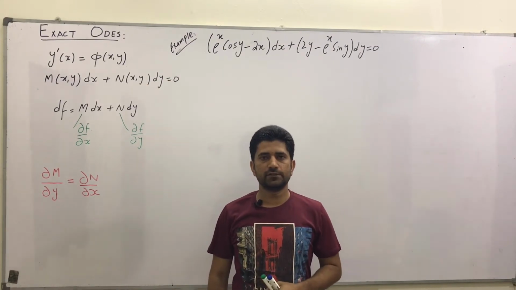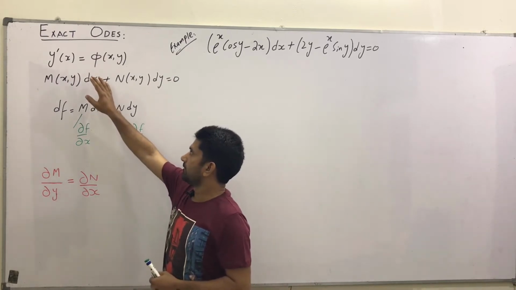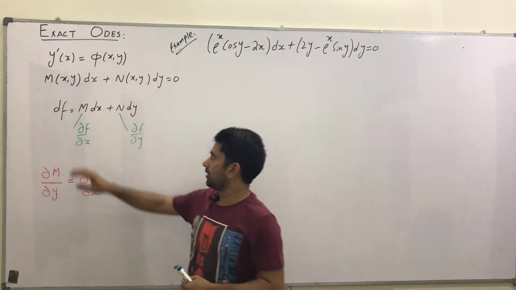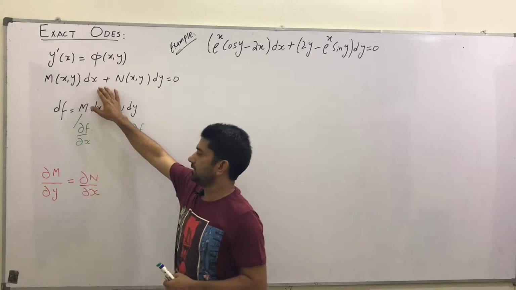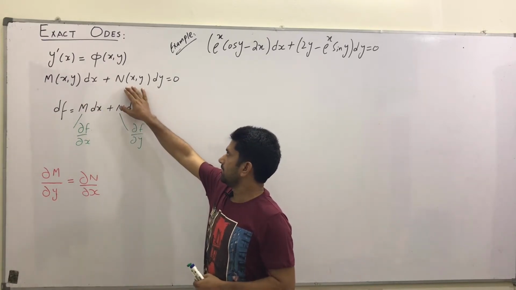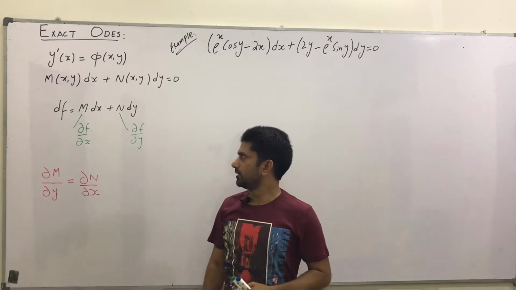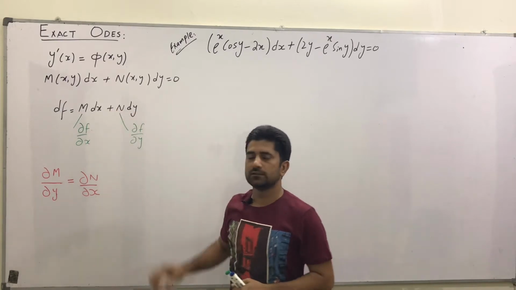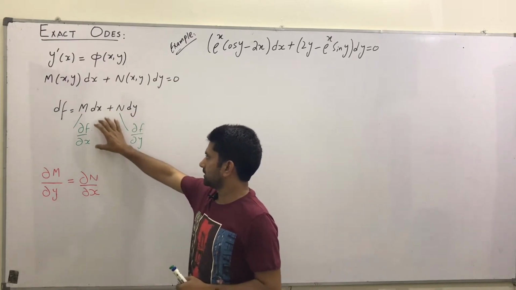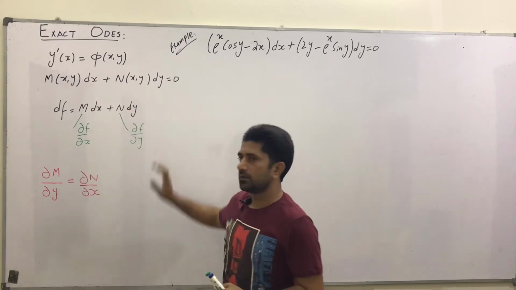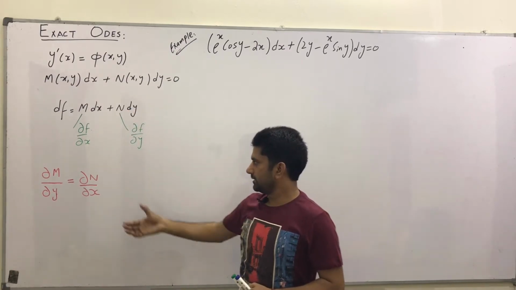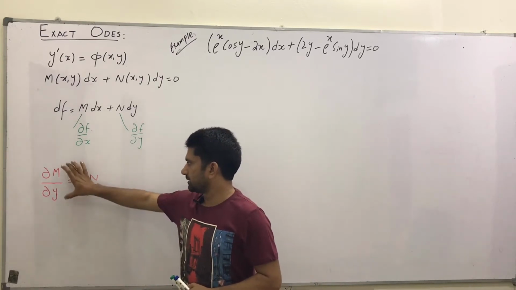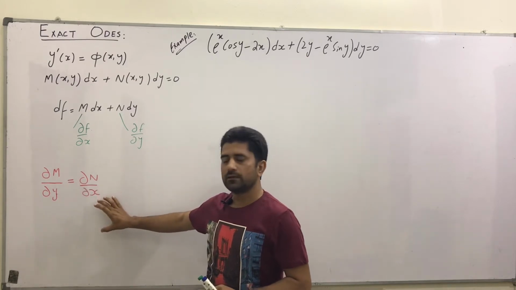First order differential equation is represented by y prime of x equals phi of x, y. It can be represented in the form of M function of x, y into dx plus N function of x, y into dy, where exact differential is df equals M dx plus N dy, where M is partial f by partial x and N is partial f by partial y. If this relation is satisfied, then we say the given equation is exact, which is partial M by partial y equals partial N by partial x.